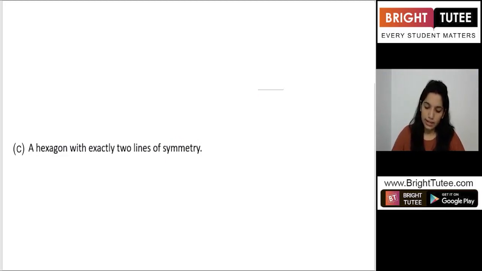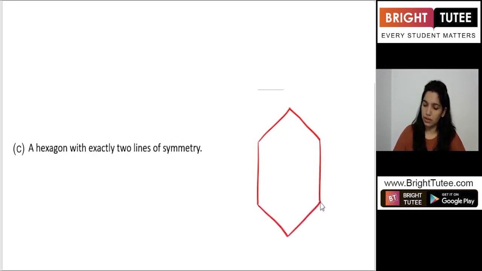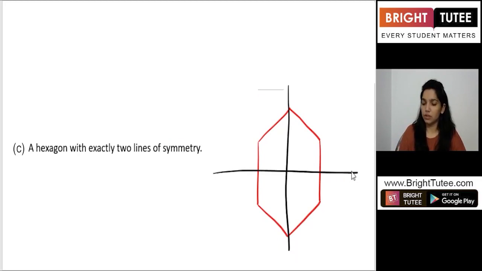We need to draw a hexagon with exactly two lines of symmetry. So we need to draw a hexagon, that means it needs to have 6 sides, right? So these are the 2 sides, 3, 4, 5 and 6. Okay, and if it's having 2 lines of symmetry, so this will be 1 and this will be 2. Okay, I have elongated these 2 lines here so that I cannot have a regular fixed shape, so that no further lines of symmetry are possible.